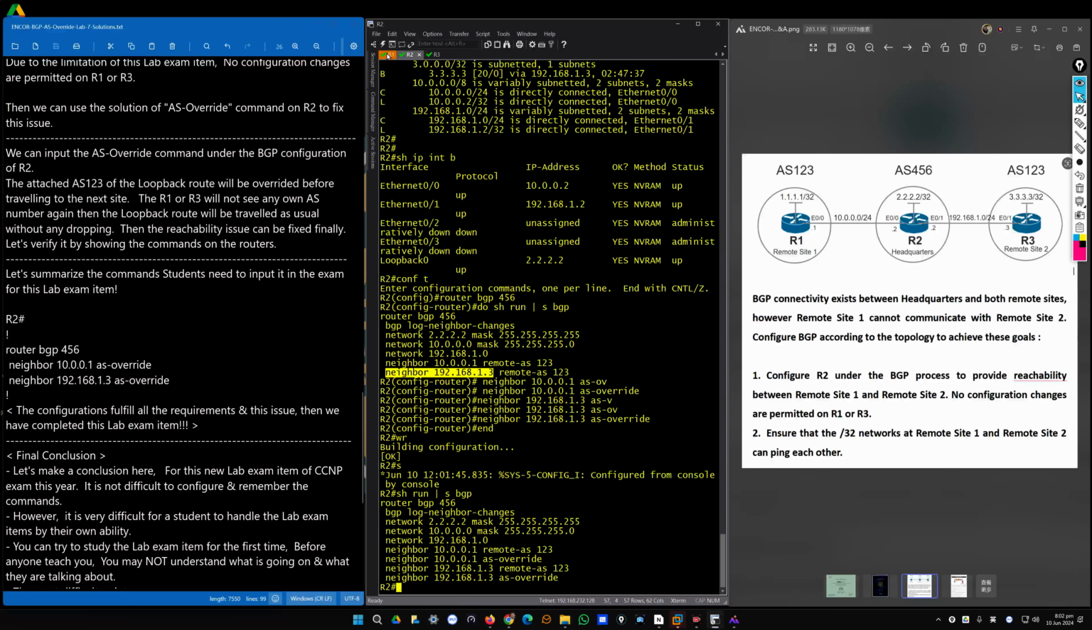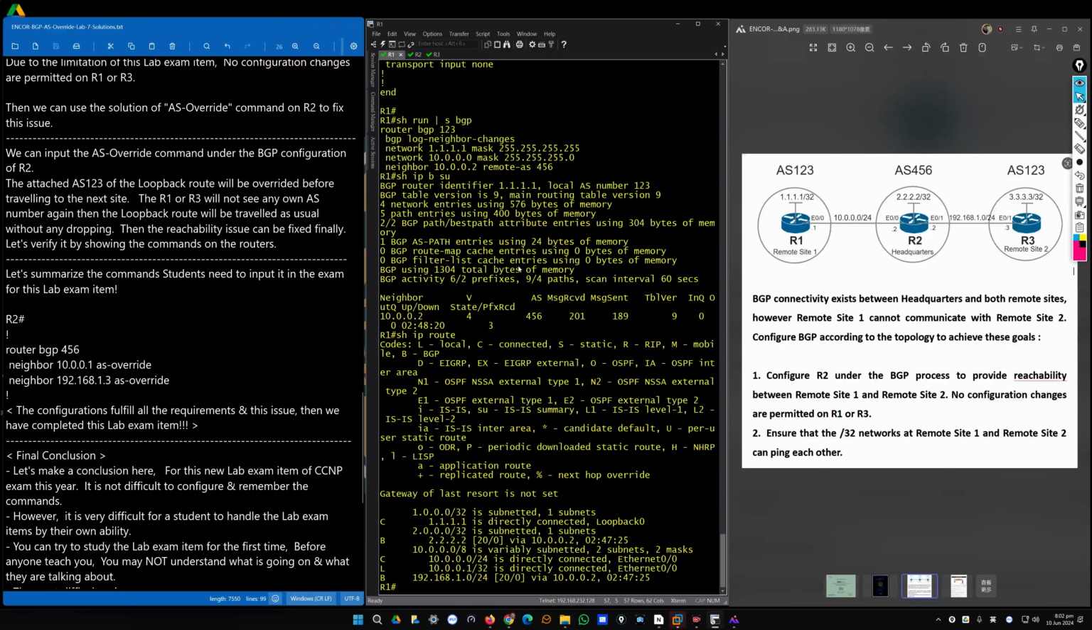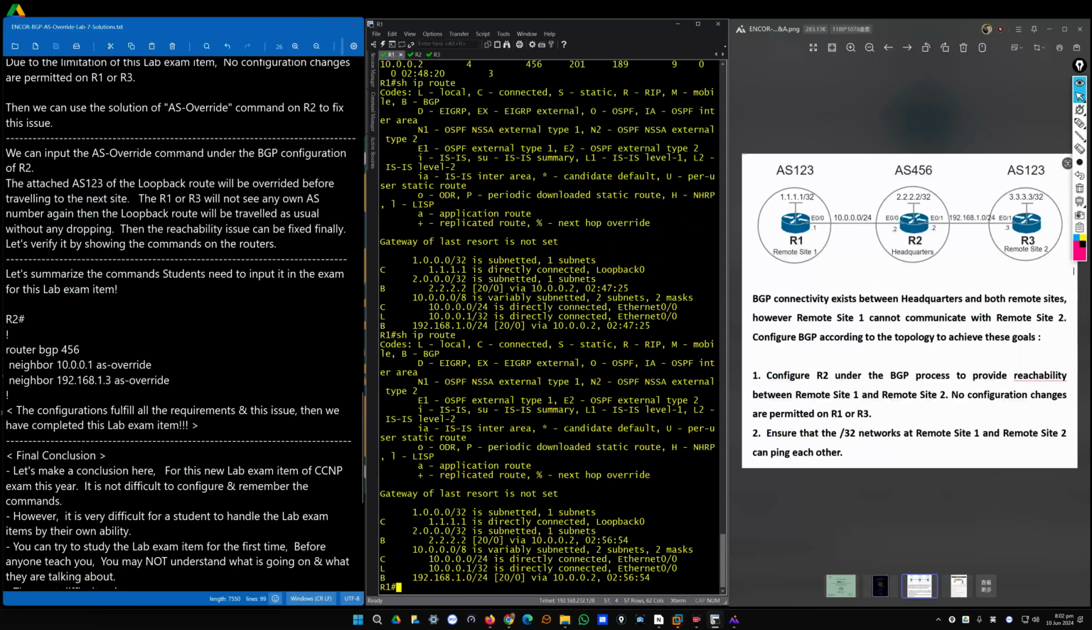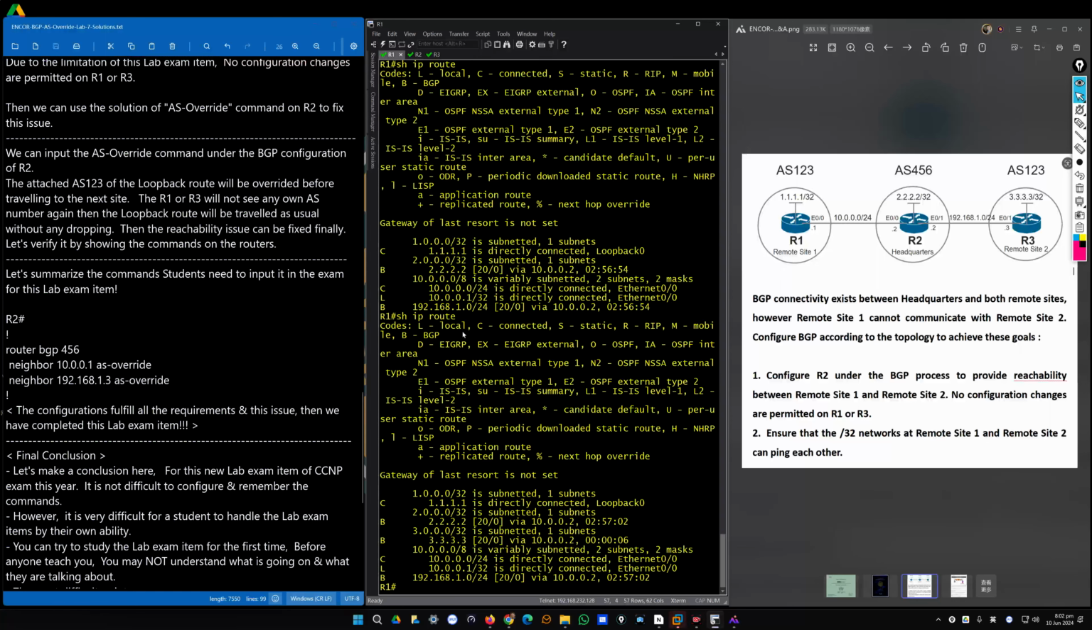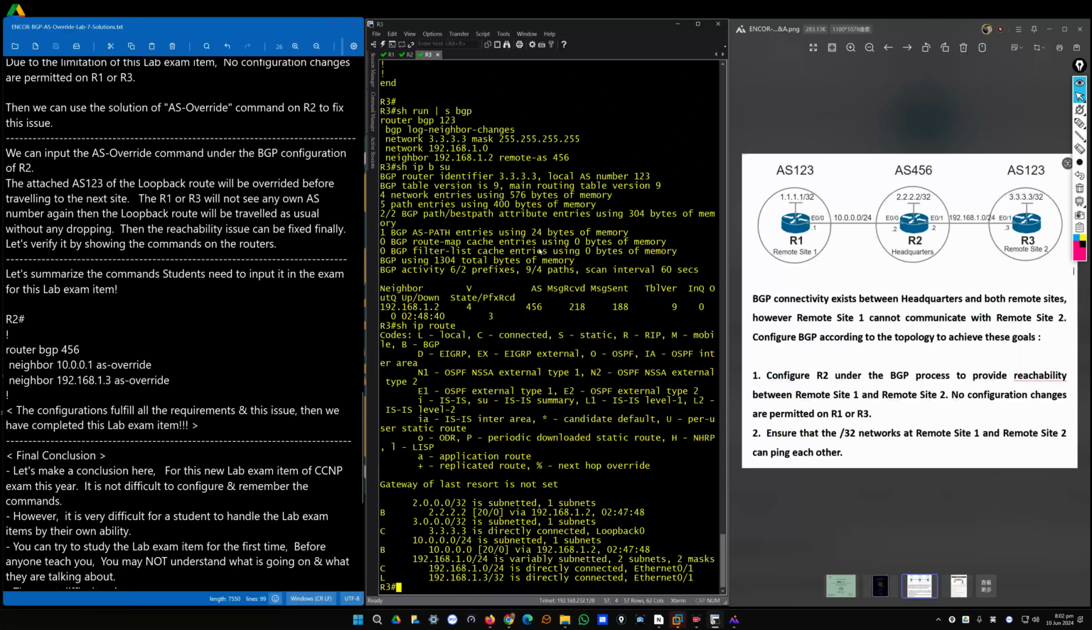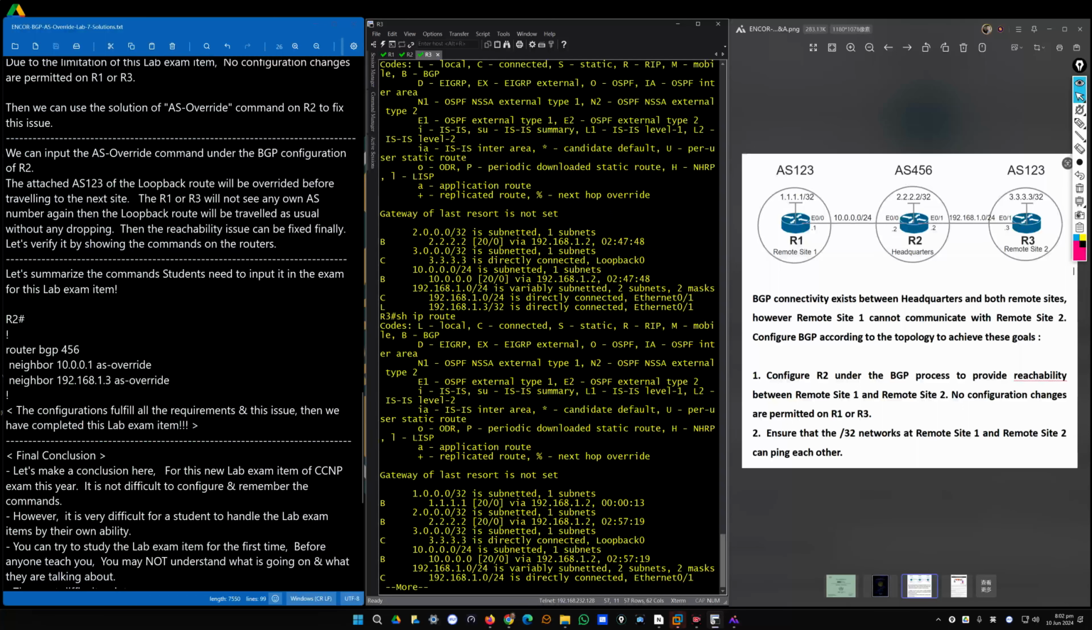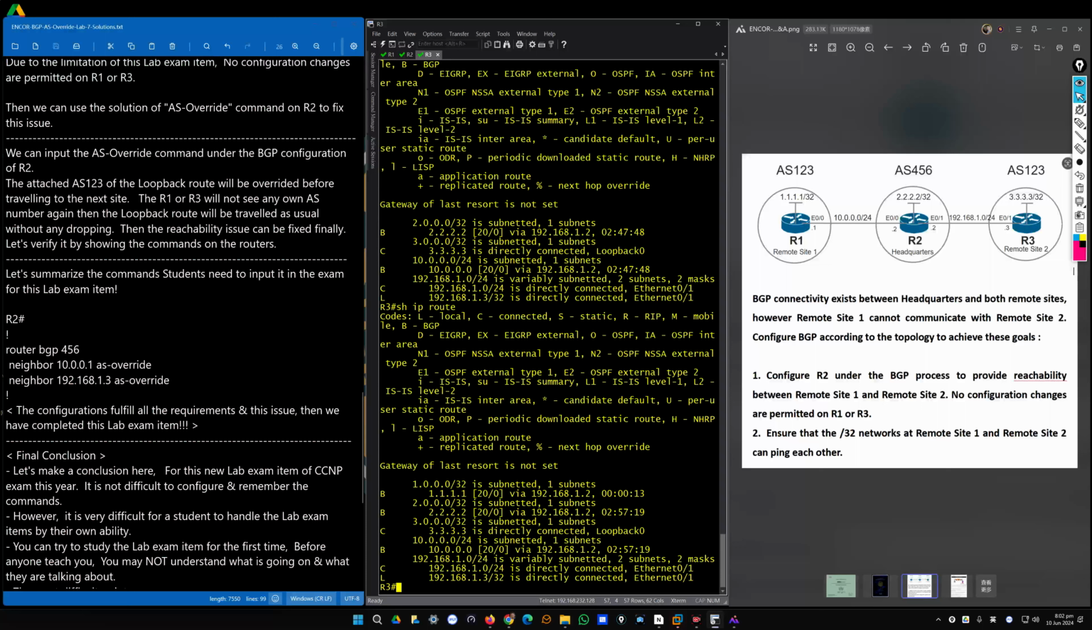Let's check the routing table of R1 and R3. It takes time for BGP to advertise the routing, so be patient. Can you see that? There is a new route entry here, 3.3.3.3, in the R1 routing table. It seems good, right? We can check the R3 router again. Yes, we can also see the route entry here, 1.1.1.1 on R3.